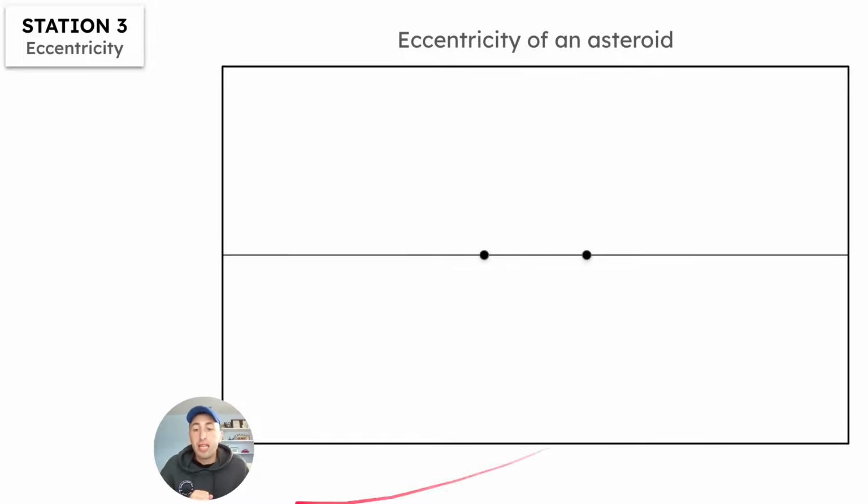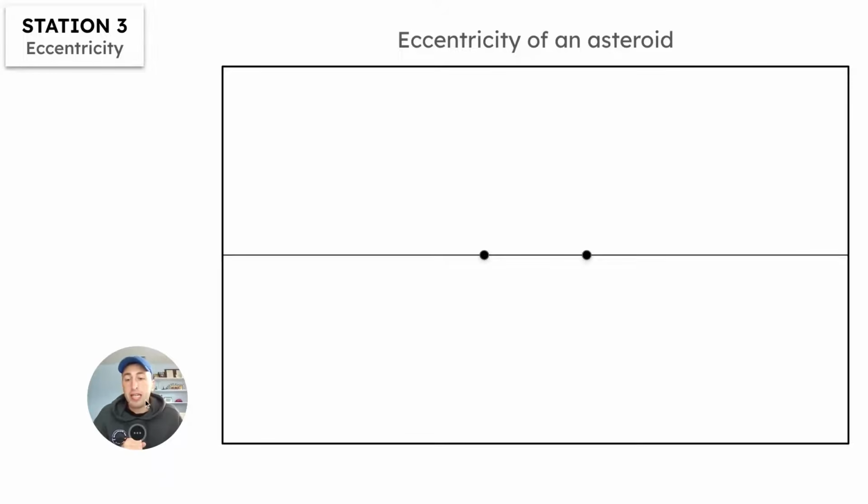So on station 3, the way they give it to you is you want to find the eccentricity of an asteroid. They give you a sheet of paper, and you're given a cardboard. You put the sheet of paper on the cardboard, and they give you 2 points as the foci. So here are my 2 foci. Again, the 2 foci are 2 points equidistant to the center of the ellipse.